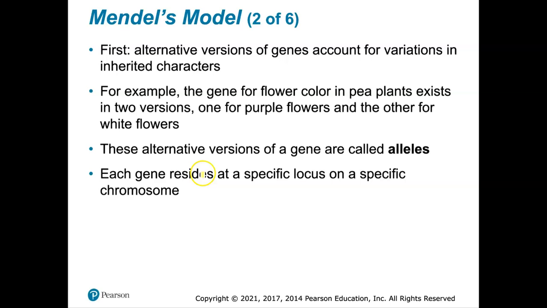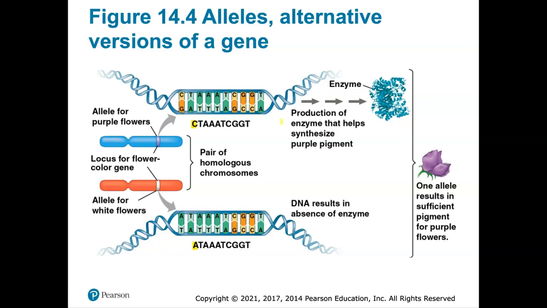So we do know that alternative versions of a gene are called alleles. The gene for a trait, however many versions it has, those versions are called alleles. So for flower color, the gene would be for flower color, and the alleles would be purple or white. This is just showing you that a gene is a piece of DNA, a sequence of DNA that codes for a protein. And in this case, the protein is going to be responsible for the purple versus the white, the purple pigment versus the white pigment.